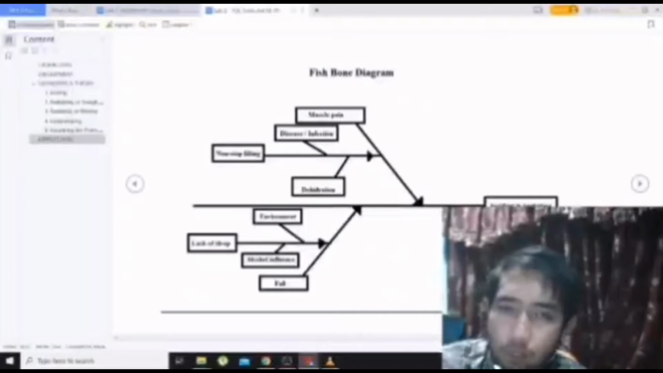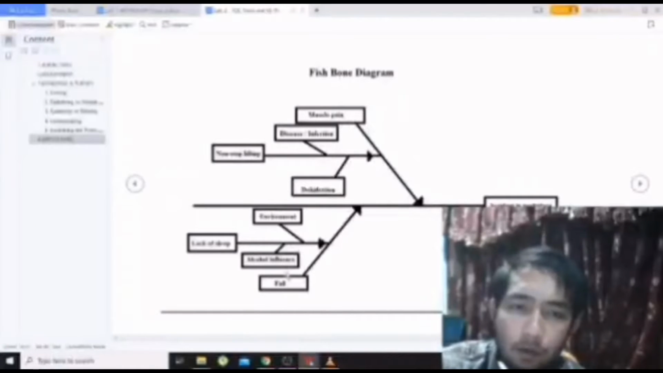A fishbone diagram needs to have problems, major causes, and cause or secondary cause. For the fishbone diagram, we have accident in workplace as a problem, the two major causes, which are muscle pain and fall.